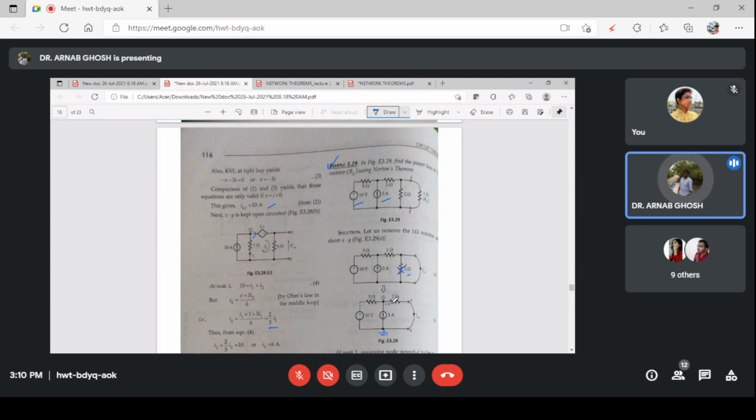And what is ISC? This is short circuited, so the potential here will be 0. So this current will be V minus 0 by 2. From this you will get the node voltage divided by 2, then you will get the short circuit current. Then find out the equivalent resistance.